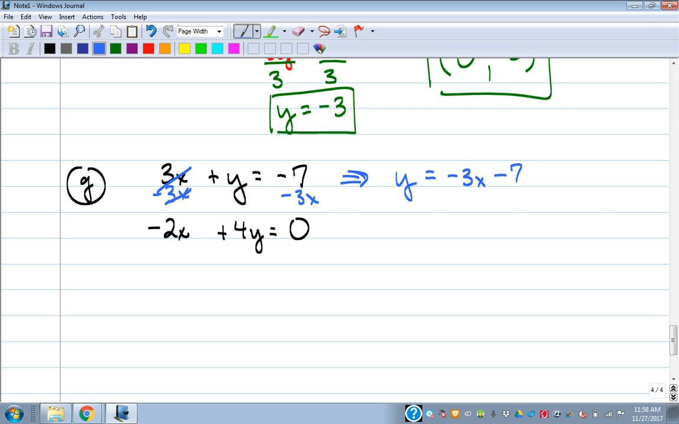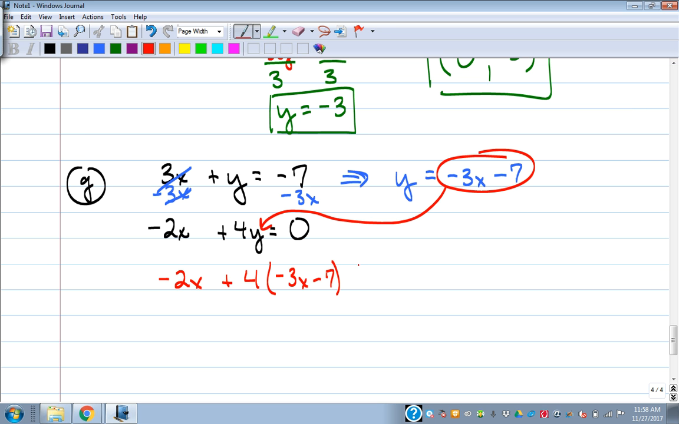Now, what do we do with that? Plug it in for y in the second equation. Substitute. So that's negative 2x. Now, I do have to do some distributive property here. What's that going to be? Negative 2x minus 12x minus 28 is equal to 0.